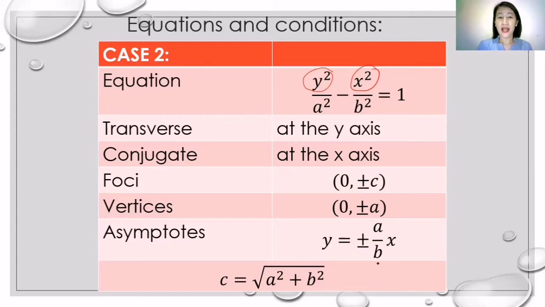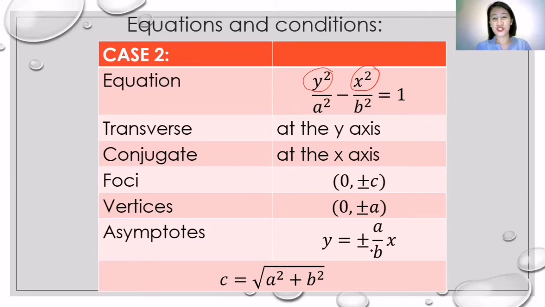Asymptote now will have an equation, positive negative a over b x. It is no longer b over a. Kasi nga po, nagkapalit na po yung posisyon ni y squared at saka ni x squared. And then for c, it would still be square root of a squared plus b squared. Take note ha, si ellipse, ang ginagamit niya is a squared minus b squared. Si hyperbola, it is square root of a squared plus b squared.